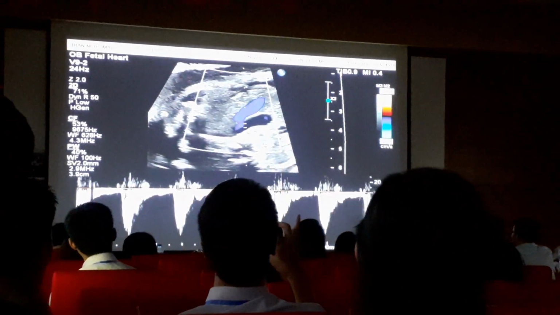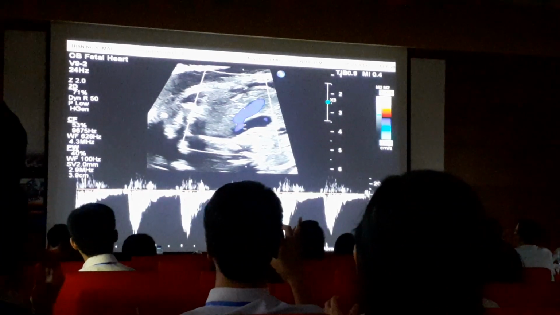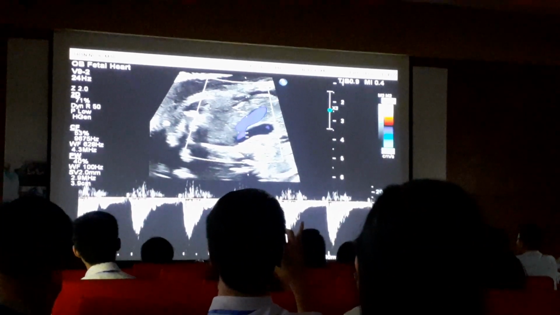This is less angle dependent because I'm not quantifying anything. I'm just looking at the pattern and it looks normal.